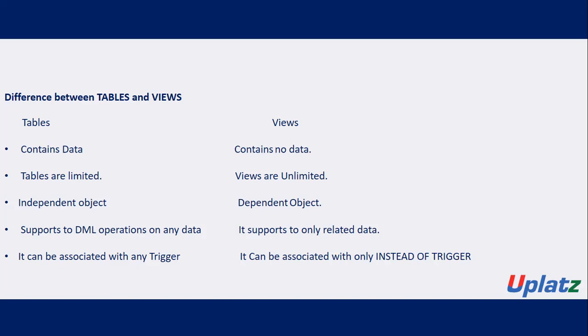Whereas views support only related data. Suppose we have created a view based on the employee table. We have selected the employee table as a base table, and we used a couple of columns from the employee table, like employee ID, employee name, employee salary, employee department. Then we can perform DML operations only on these columns, not on the entire employee table, because we are picking only related columns. Due to this, views support only related data.